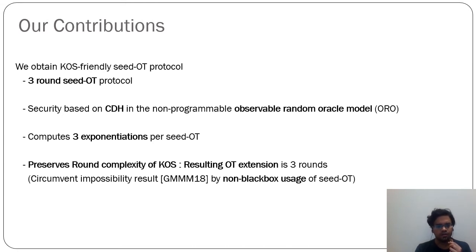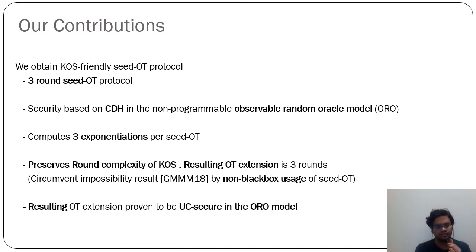That is, even though our seed OT protocol requires 3 rounds, the KOS OT extension obtained after applying our seed OT is 3 rounds. This circumvents the impossibility result of GMM18, which I mentioned in the previous slide, by using the seed OT in a non-black box fashion, and the resulting OT extension protocol is also proven to be UC secure in the observable random oracle model.